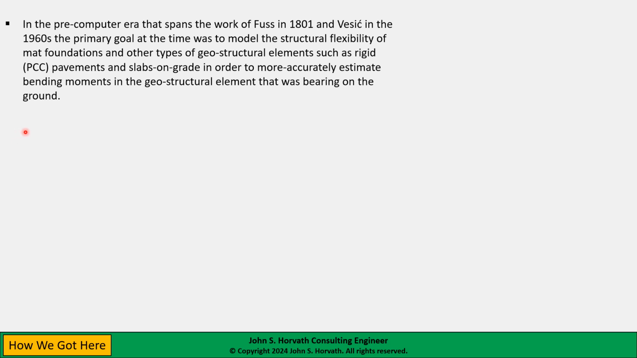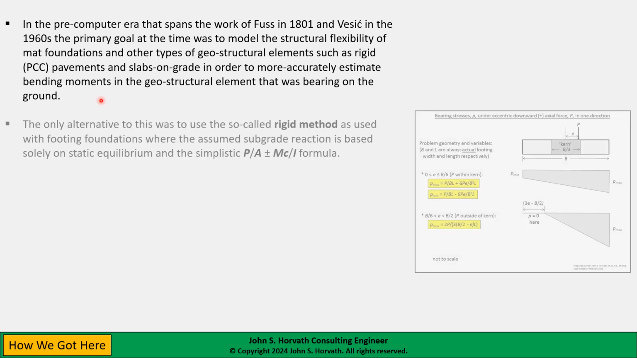It should be kept in mind that in the pre-computer era that spans the work of Fuss in 1801 to Vesic in the 1960s, the primary goal of all of these researchers at the time was to model the structural flexibility of mat foundations and other types of geostructural elements such as rigid pavements and slabs on grade, in order to more accurately estimate bending moments in this geostructural element that was bearing on the ground.